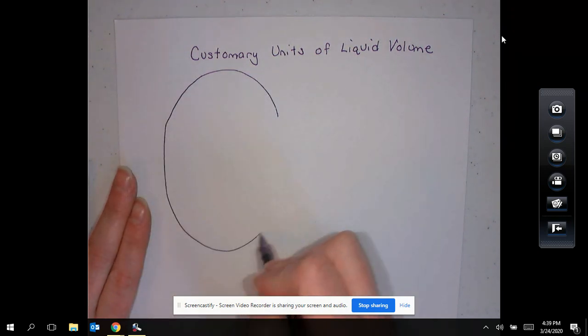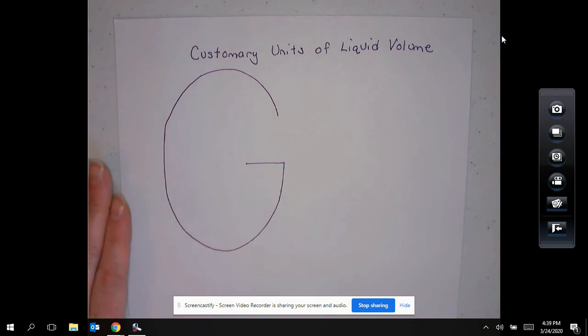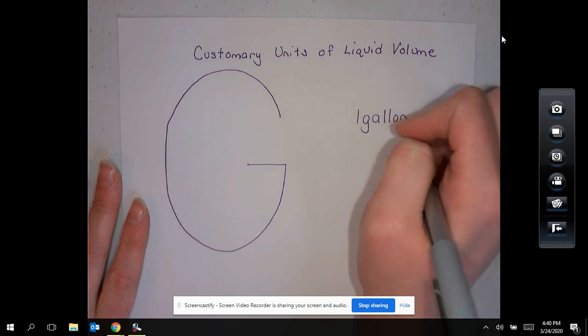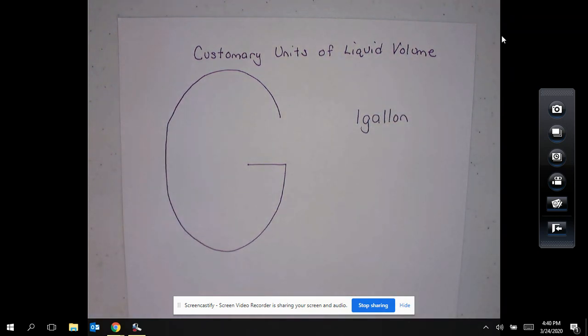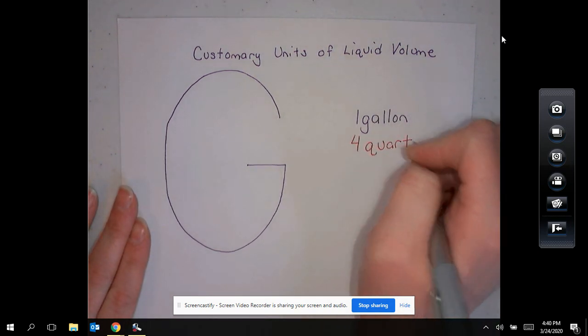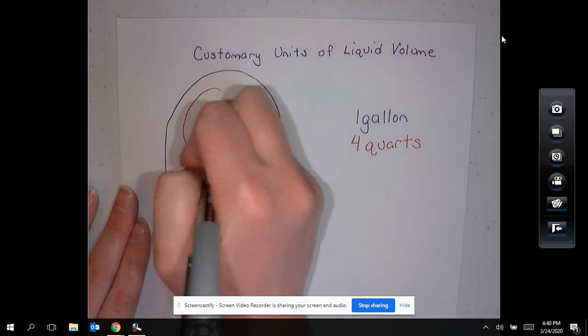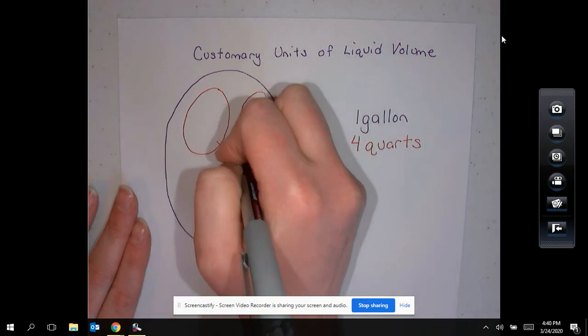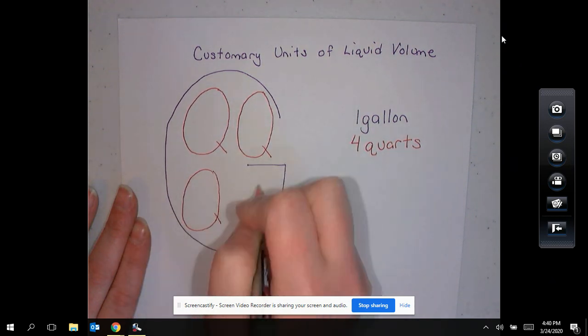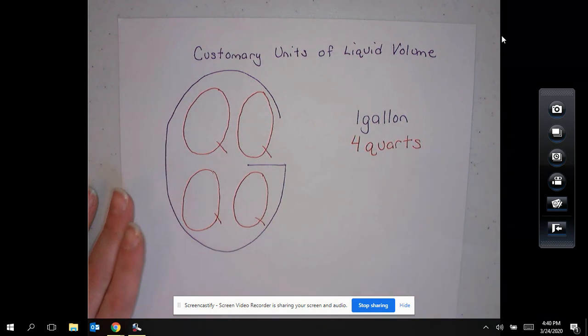Okay? So if we start with a large G, like a gallon of milk, we have 1 gallon. Then, inside that G, how many quarts makes a gallon? Well, there are 4 quarts in a gallon. So I'm going to put 4 Q's inside my G. 1, 2, 3, 4.